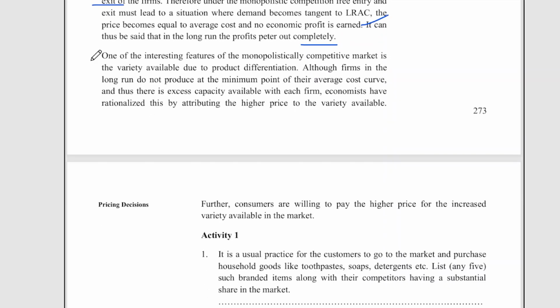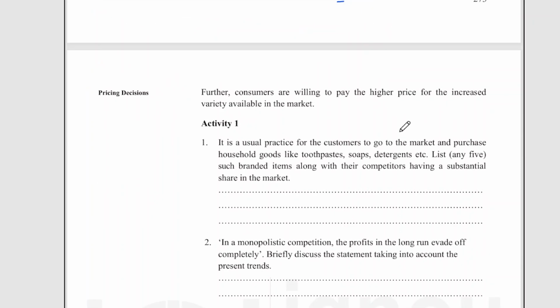And one of the interesting features of the monopolistic competitive market is the variety available due to product differentiation. Although the firms in the long run do not produce at the minimum point of their average cost curve, and thus there is excess capacity available with each firm, economists have rationalized this by attributing the higher price to the variety available. So further, consumers are willing to pay the higher price for the increased variety available in the market.